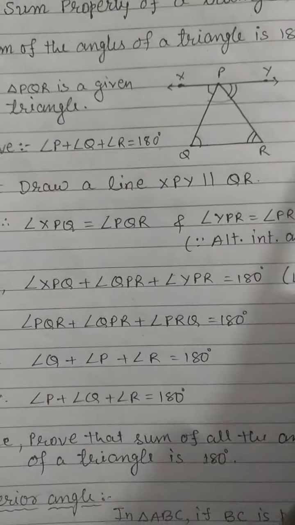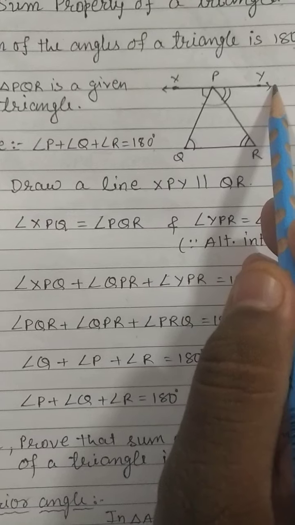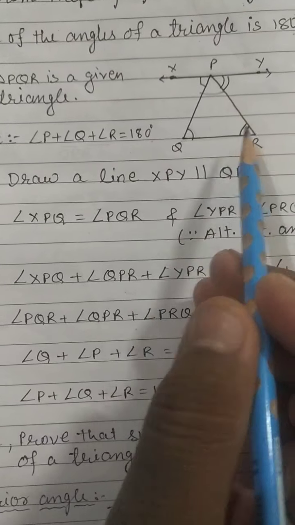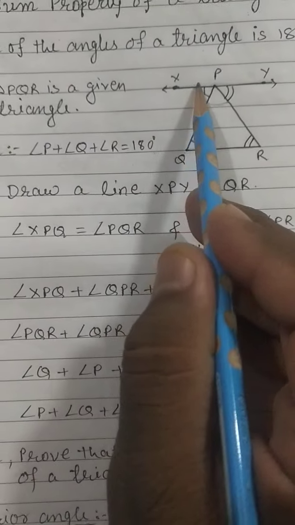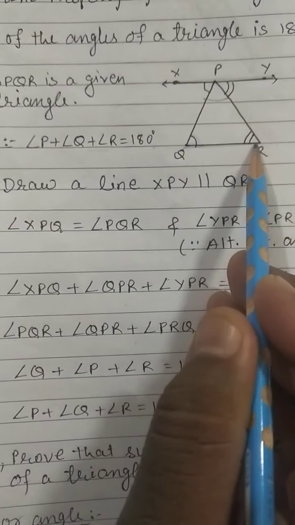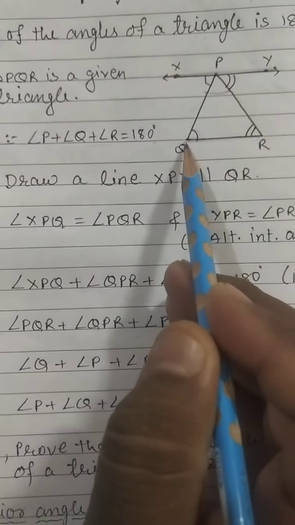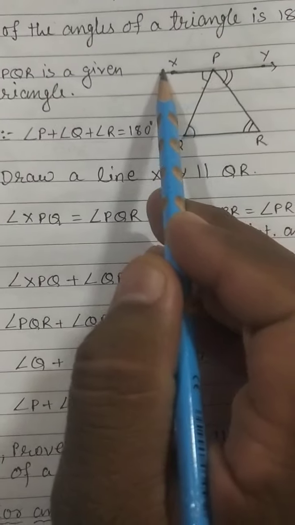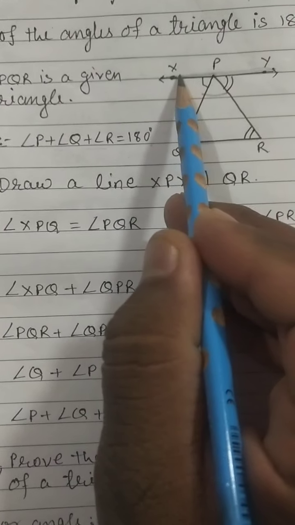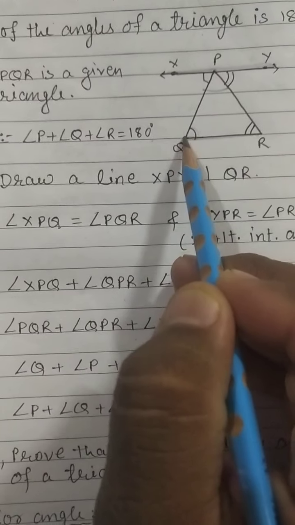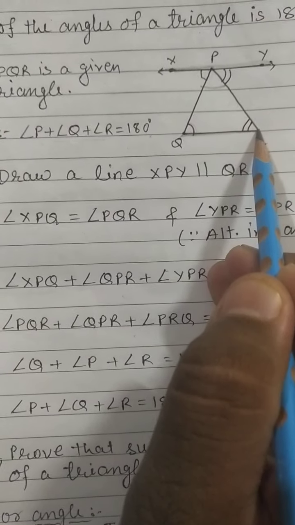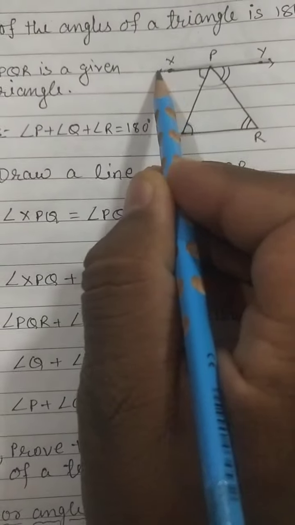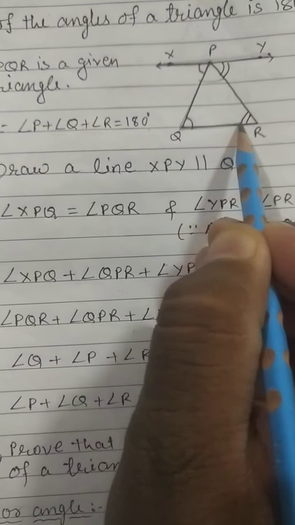Now the proof. First of all, we have to draw a line which is parallel to QR. So let us draw a line XY which is parallel to QR. Now since XY is parallel to QR, we can also say XP is parallel to QR, because XP is a part of XY. So angle XPQ and angle PQR are equal because they form alternate interior angles. You can check, a Z is made here.